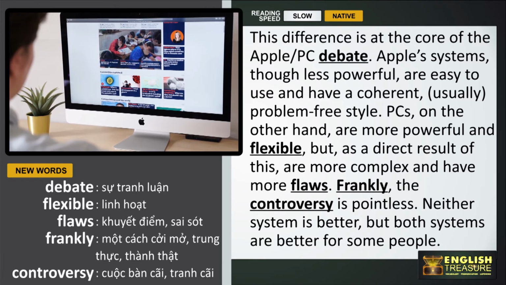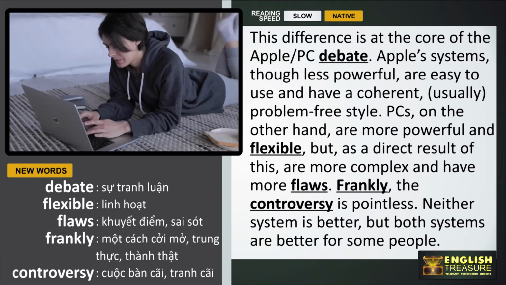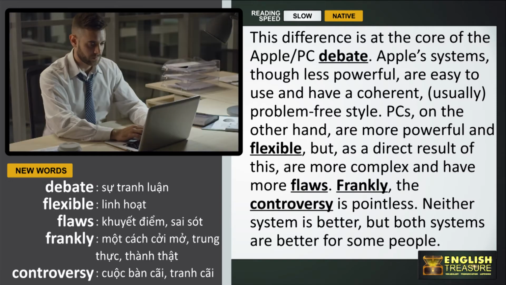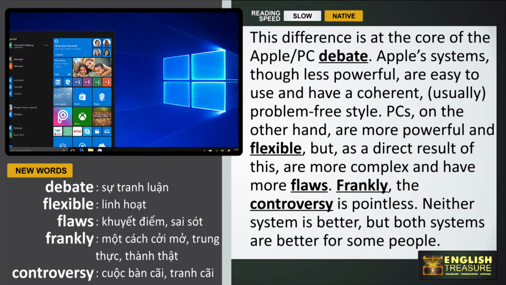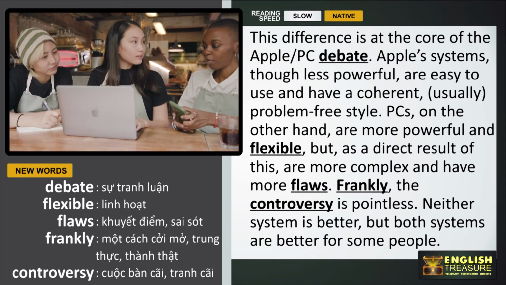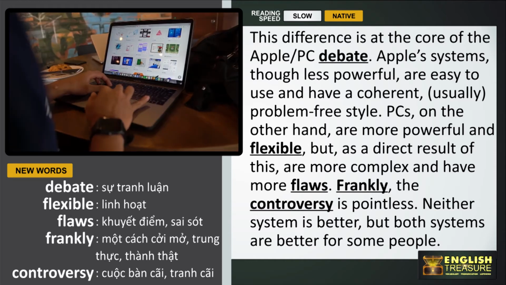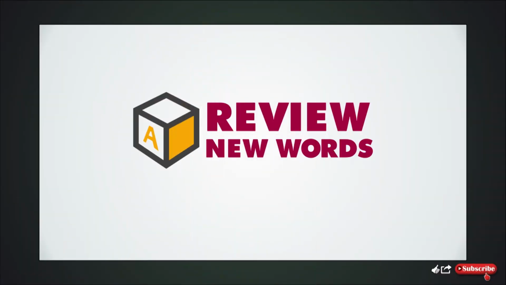Apple systems, though less powerful, are easy to use and have a coherent, usually problem-free style. PCs, on the other hand, are more powerful and flexible, but as a direct result of this, are more complex and have more flaws. Frankly, the controversy is pointless. Neither system is better, but both systems are better for some people. Now let's review the new words we have learned.